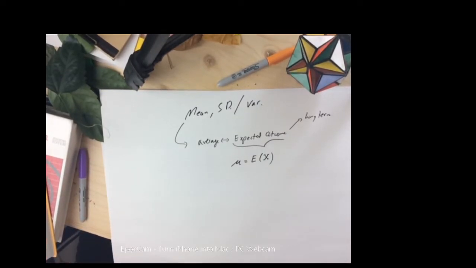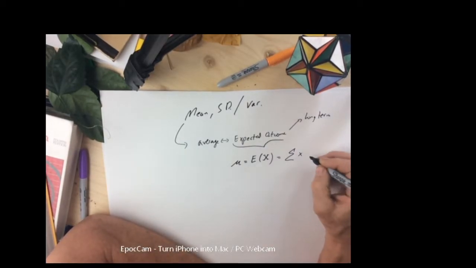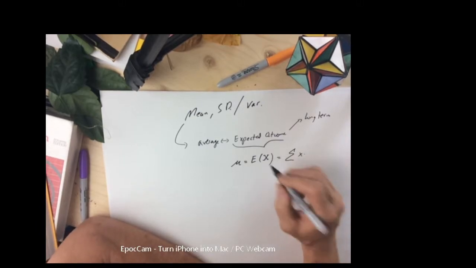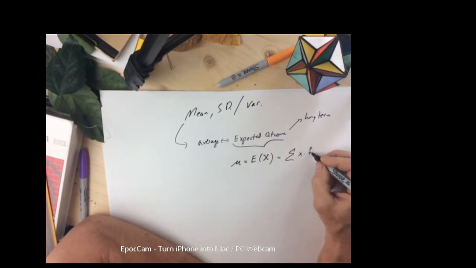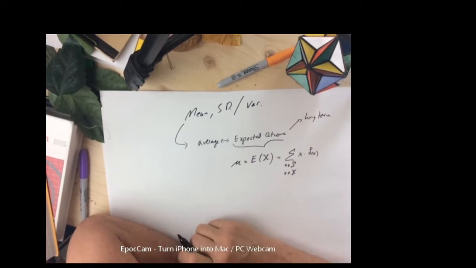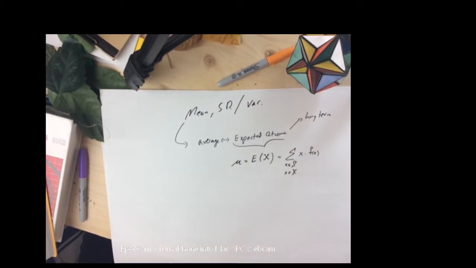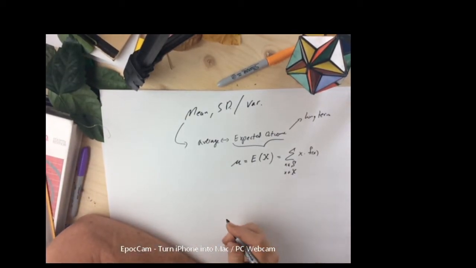Now, the definition, therefore, is you add up the value of x in the support of x times f of x. And sometimes I write this way. Now, what this means is that it's talking about how things behave, but this average doesn't have to happen.